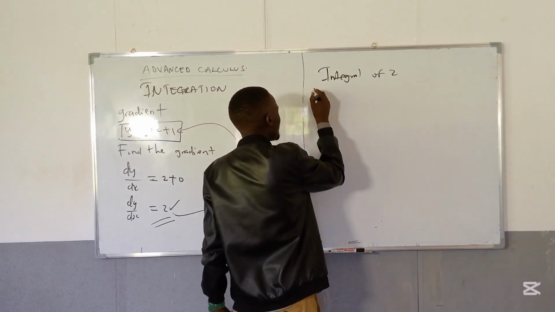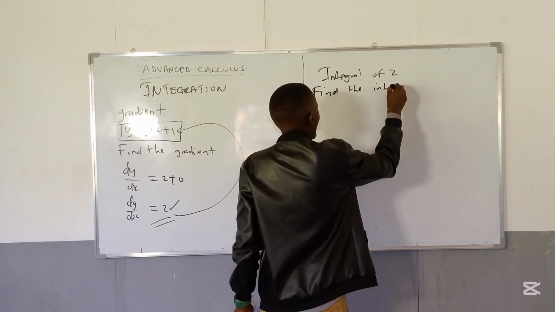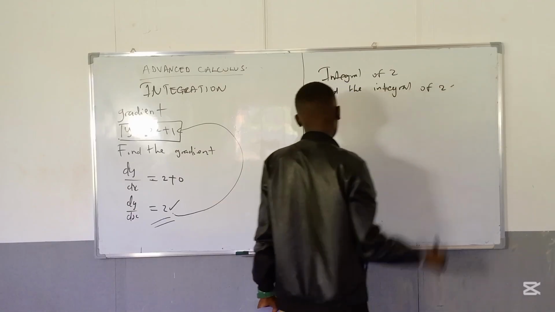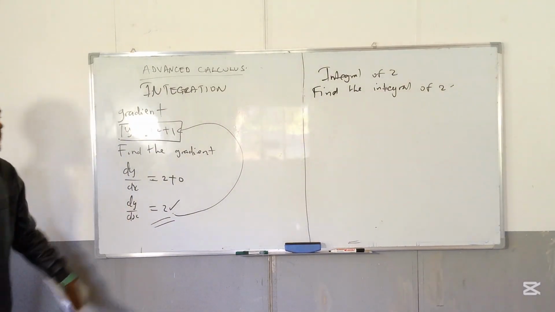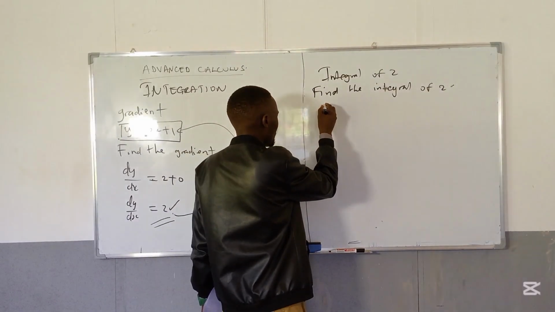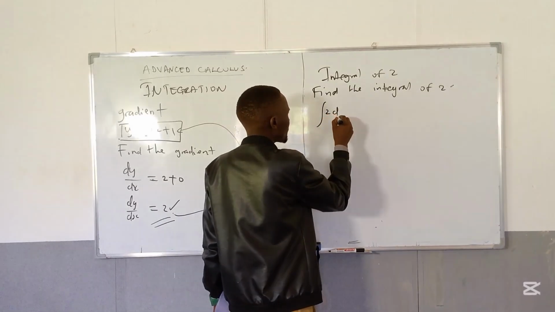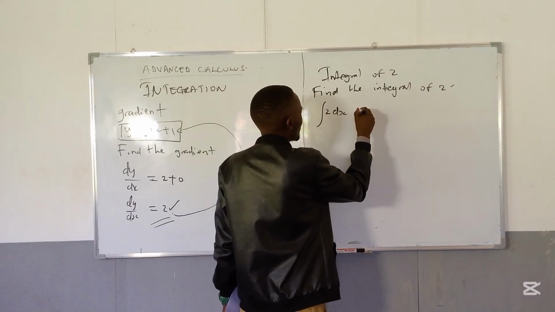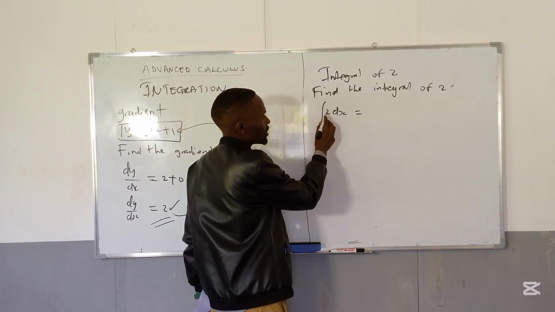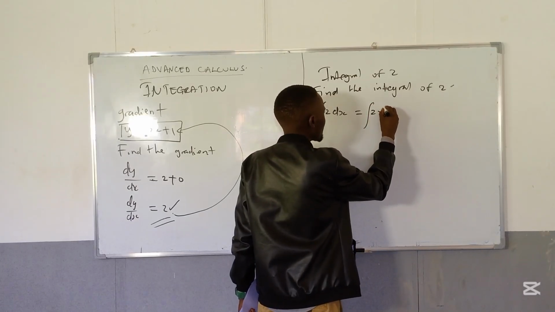So our equation will be: find the integral of 2. So for integration, remember we use this side, the integral of 2 with respect to x equals 2. So now for here, 2 initially is the same as 2x to the power 0.